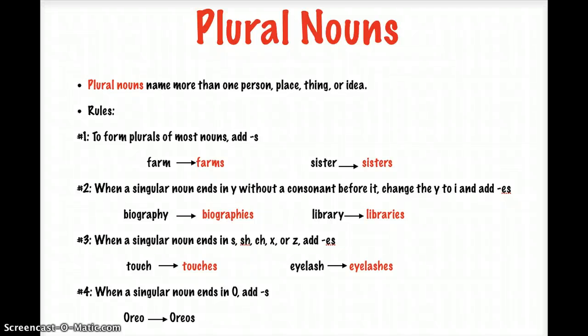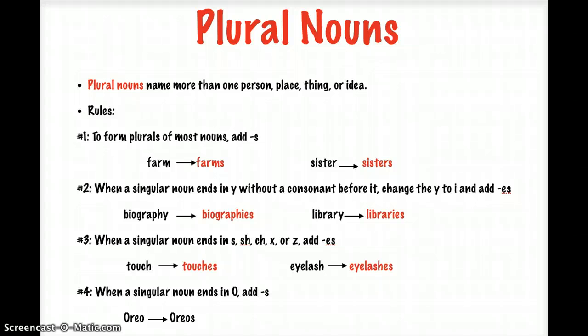Here are some rules for plural nouns. To form plurals of most nouns, just add an S. So for example, farm, you just add an S to create farms. Sister, just add an S to create sisters. Rule number 2 changes a little more. When a singular noun ends in Y with a consonant before it, change the Y to an I and add ES. Some examples of that.